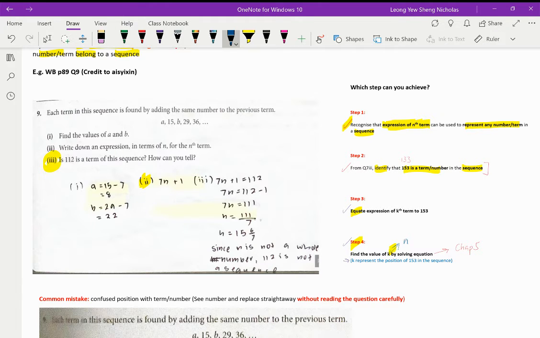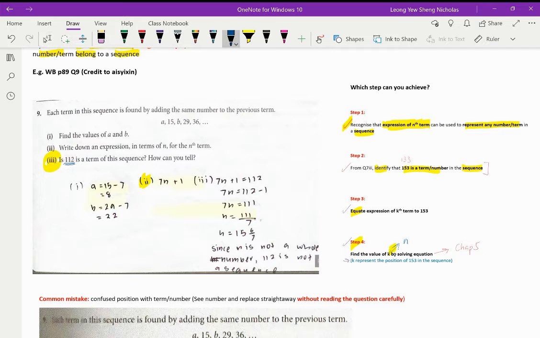So for this type of question, we need to find the value of n. Then after that, we work backwards a bit. If you can find an n that is a whole number, this means that the term 112 belongs to this number sequence. But if it does not belong, then you will notice fractions or decimals and so on. So let's test this out.